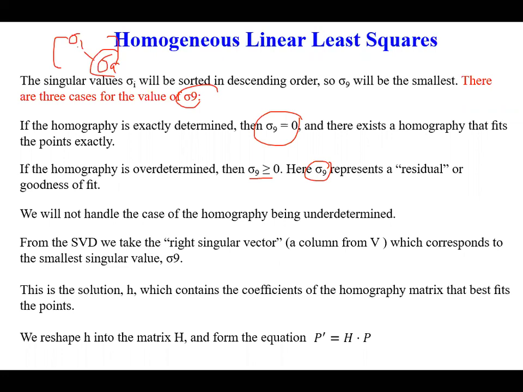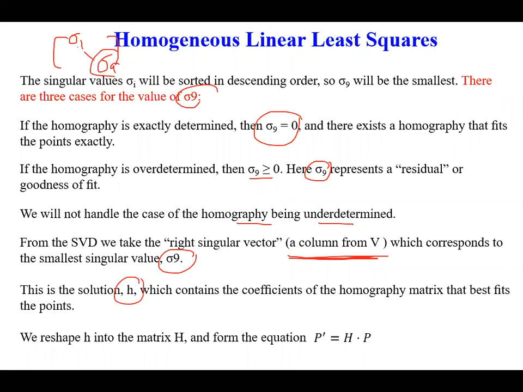We will not handle the case, as I mentioned earlier, of the homography being undetermined. We'll not solve for that. But for now, we will take the column in V, or the eigenvector in V, that corresponds to the smallest eigenvalue. After that, I have the H, because now the solution of H, H1 to H9, will be just one vector of this particular V matrix. So now I have the H.